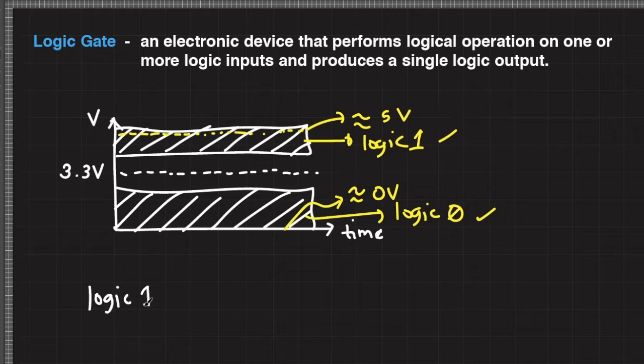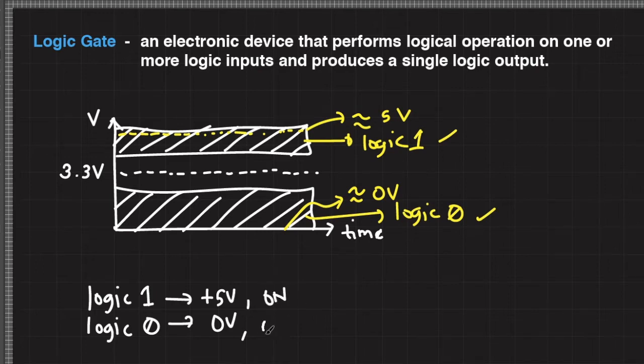Logic 1 and logic 0 can be expressed in other ways like positive 5 volts and 0 volt, or on and off, or true or false, or high or low.